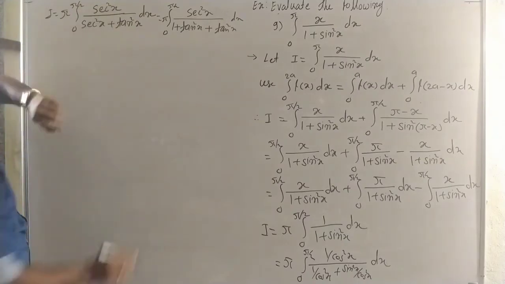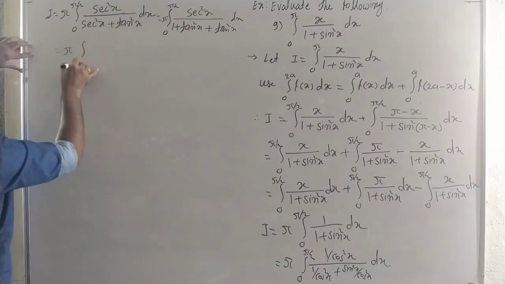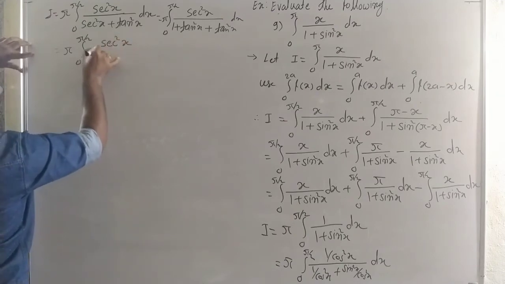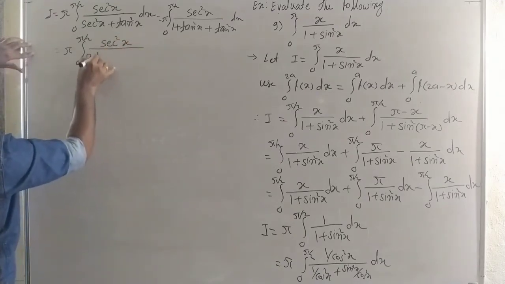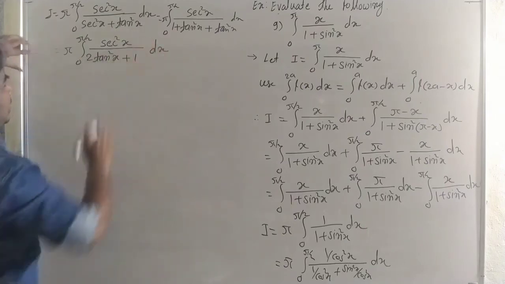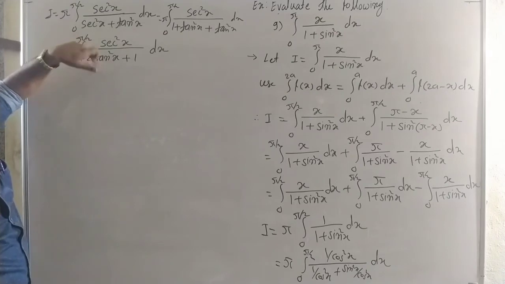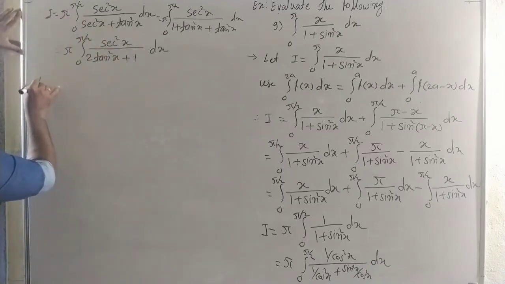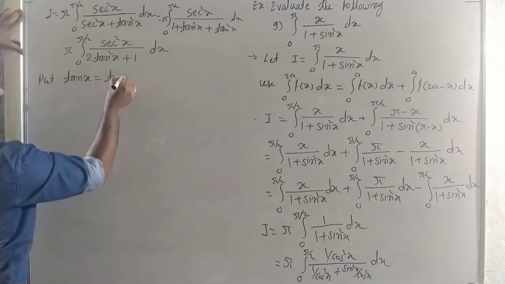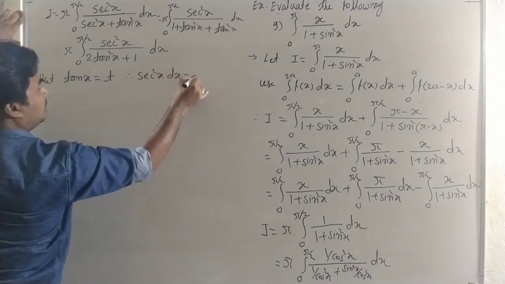Now our integral is pi into integral 0 to pi by 2 of sec square x upon 2 tan square x plus 1 dx. And now this integral is in the form of substitution, so here we put tan x is equal to t, therefore sec square x dx is equal to dt.